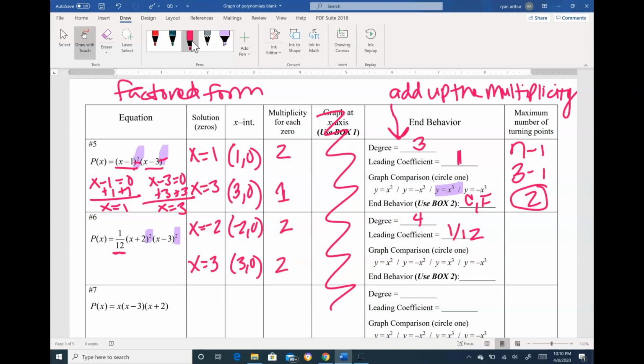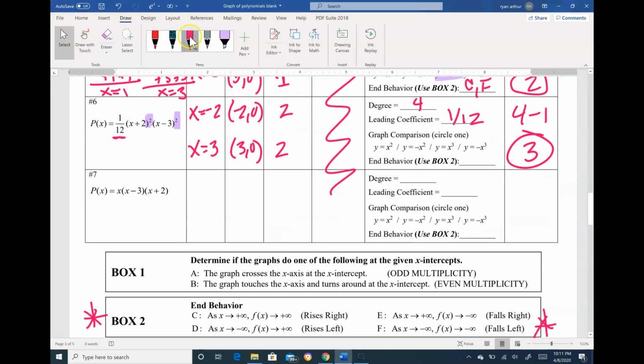We're going to skip the end behavior. I've hashed it enough. Turning points is your degree minus 1. So I have 3 curves in this graph. Last one for this. Oh, I know what I skipped.